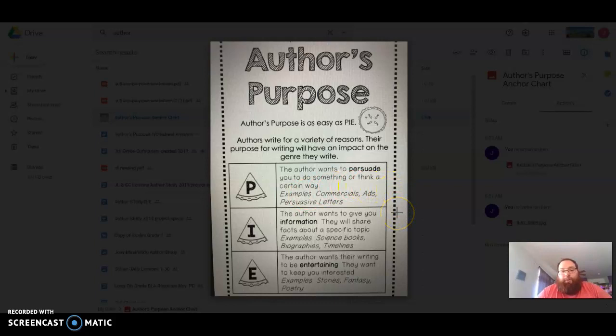There's also authors write to inform the reader. The author wants to give you information. They will share facts about a specific topic. Examples of informational purposes would be in science books, biographies, timelines, your history books. And then finally, E, the author wants to entertain you. The author wants their writing to be entertaining. They want to keep you interested. Stories, fantasy, poetry, movies are most often to entertain.